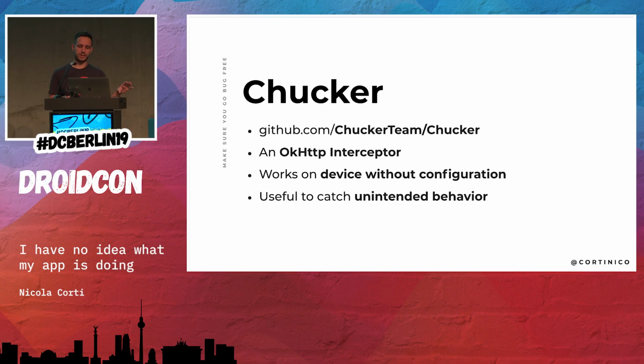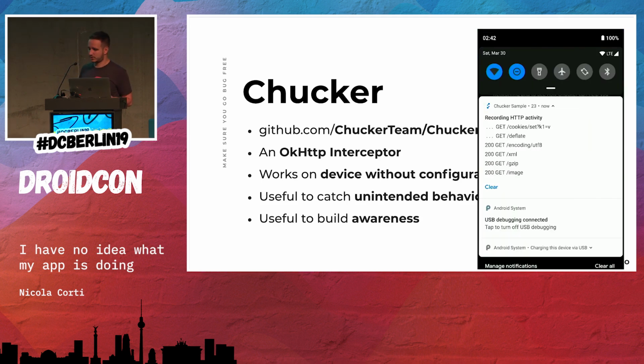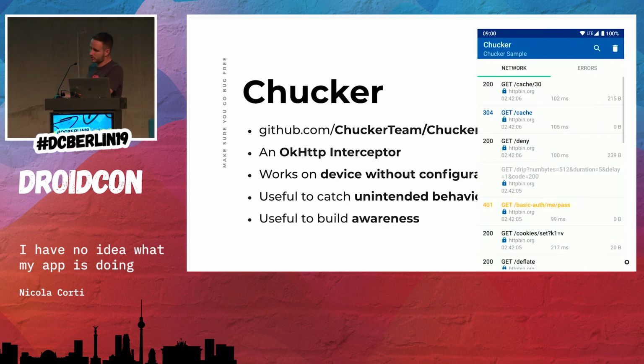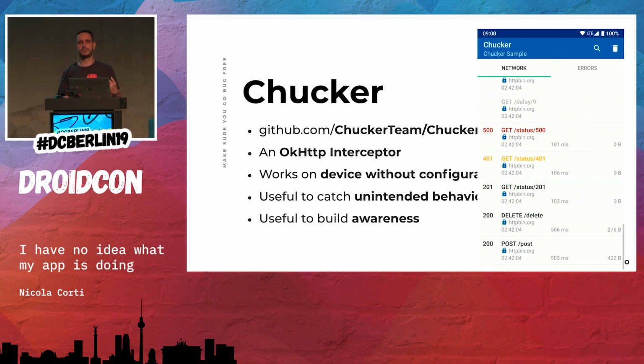So let's say, for example, that you're implementing a list and you have paging, and you realize that your application is calling the endpoint twice for whatever reason. You have a bug in your RxJava configuration. That's really useful. And it's also useful to build awareness. So the UI of the library is something like this. This is a test app. So let's simulate some HTTP activity. And you will have this sort of push notification. You can click and see all the network requests that happened.